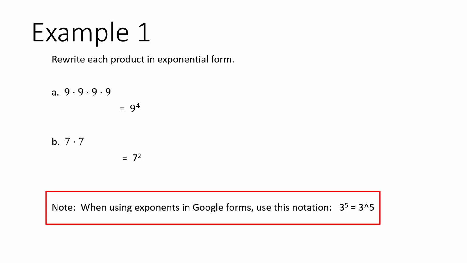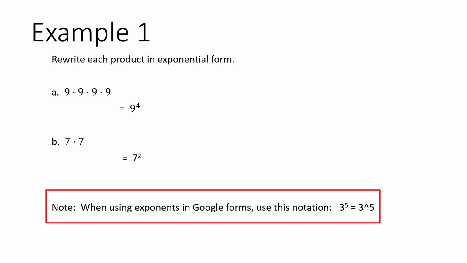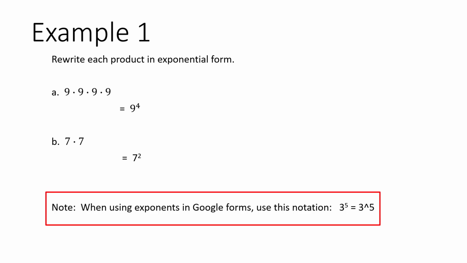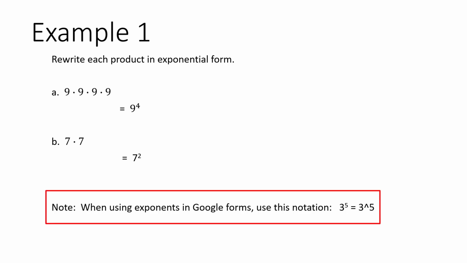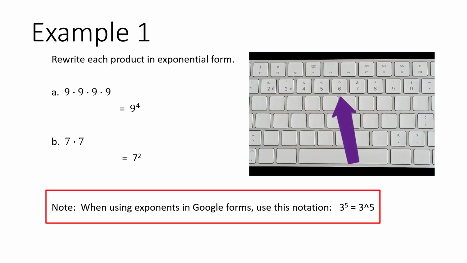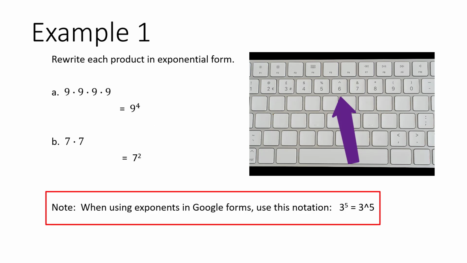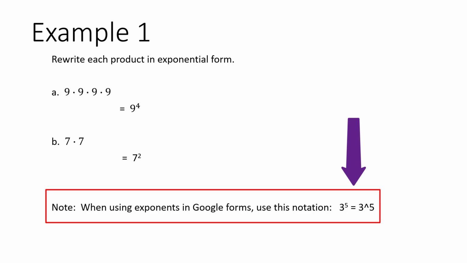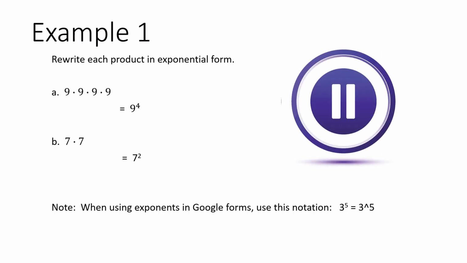When you're writing exponents in Google Forms, there's not an easy way to make that exponent be small and higher. So we just use the up arrow, which is on the uppercase part of the 6 button, and write 3 arrow 5. Pause your video now and work on You Try number 1.